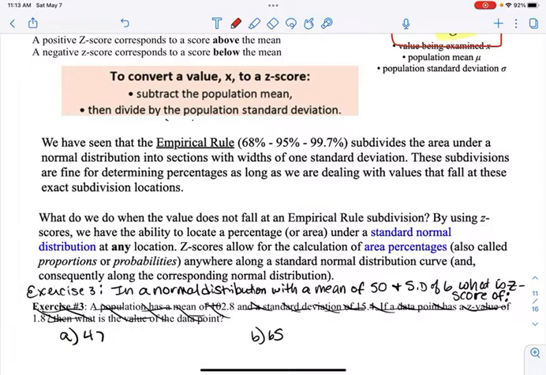So by using the z-score, we have the ability to locate a percentage or the area under a standard normal distribution at any location. So z-scores allow for the calculation of area percentages, also called proportions or probabilities, anywhere along a standard normal distribution curve and consequently along the corresponding normal distribution.